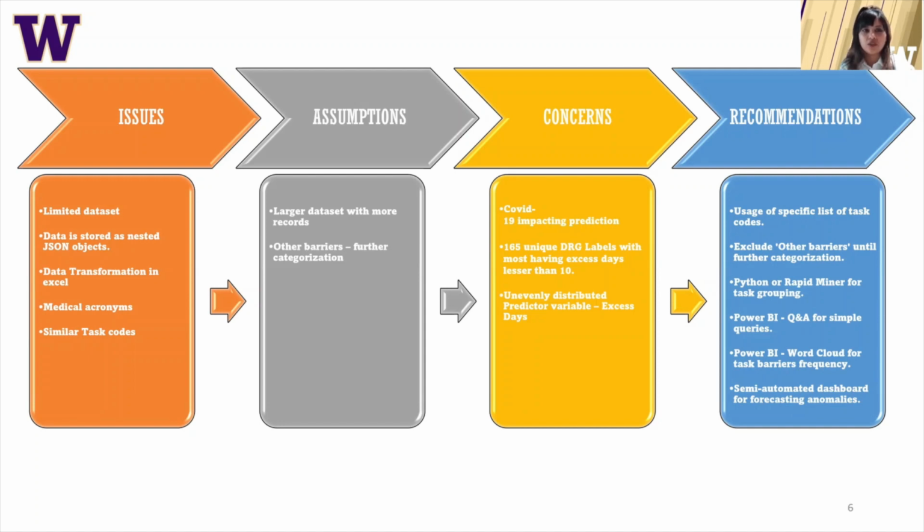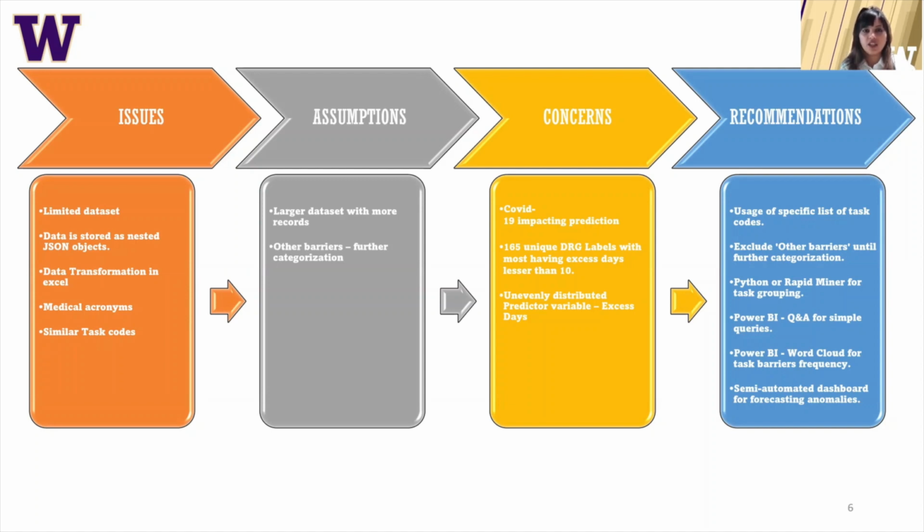As a part of assumptions, we expected a comparatively larger data set, and to perform regression, we have the largest data set of 861 records now. However, two-class classification solved the issue then. Regarding the category other barriers, it consists of important categories and should have been categorized accordingly. Concerns included the impact of COVID-19 on our overall prediction.